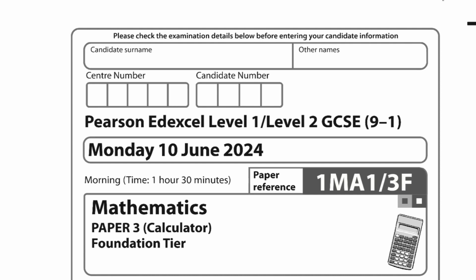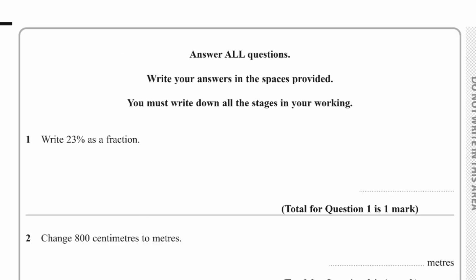This is the Edexcel GCSE 9-1 Maths Paper 3 from the Foundation tier, and this paper is from the June 2024 series. Question number 1. Write 23% as a fraction. Well, remember percentage means out of 100, so we have 23 over 100.